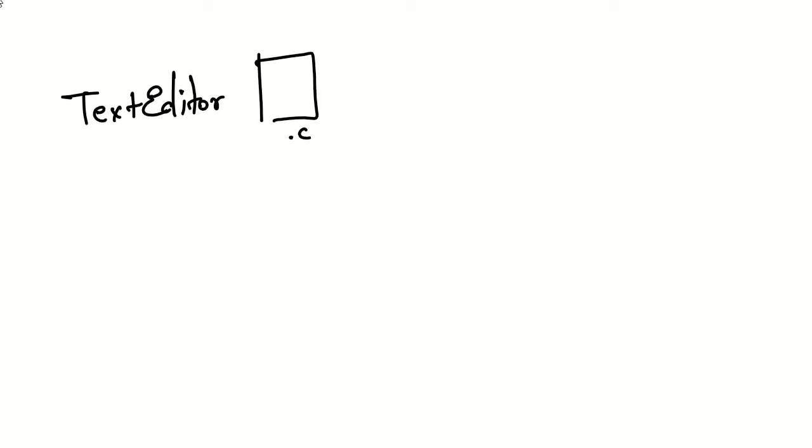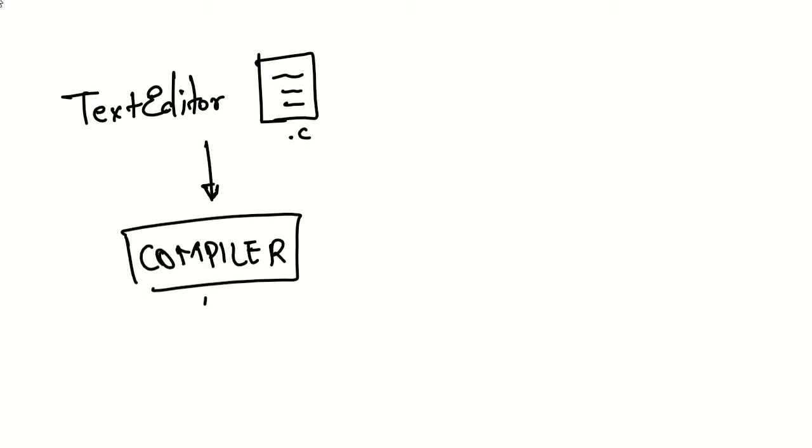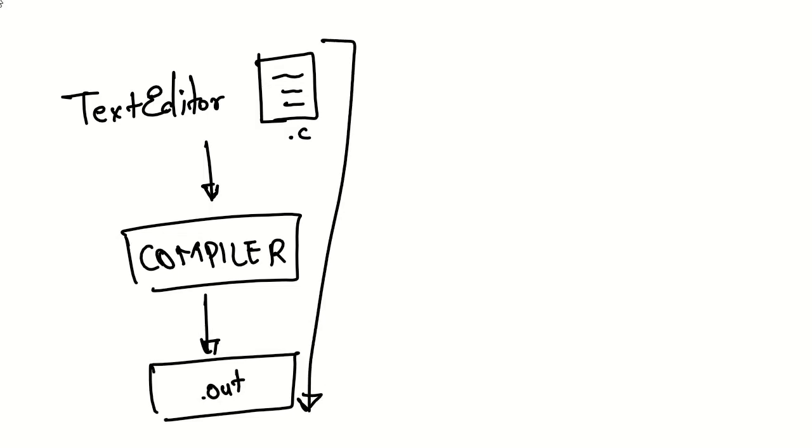First requirement is going to be a text editor, in which we will write our C code. Our C code will be written here. Then we need to give it to a compiler, and then we will get our executable file. In case of Linux, it is going to be a .out file. So this is going to be our workflow.